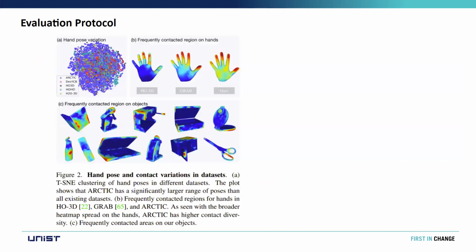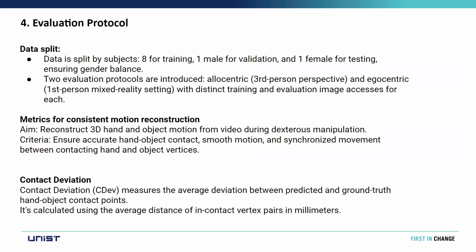So this is the evaluation protocol, which we have already seen. Now let's look at how they split the data for training their own baseline task. The data is split by subject: 8 for training, 1 male for validation, and 1 female for testing, to ensure gender balance when testing the model. Two evaluation protocols are introduced: allocentric, which is the third-person perspective, and egocentric, which is the first-person perspective, to mix the reality of settings.